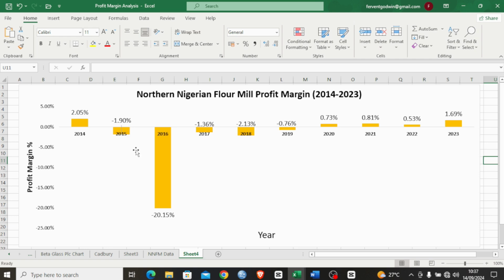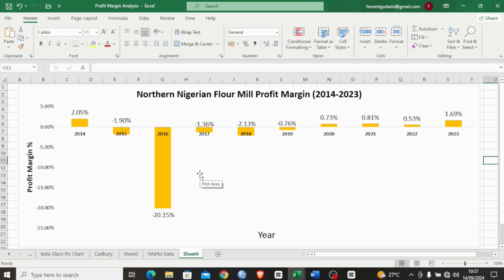Now in 2016, this must have been a very terrible year for the Northern Nigerian Flour Mill, because here we see that for every 1 naira they made in 2016, they lost 20 kobo. So this is what the profit margin is saying. Profit margin says what percentage of the revenue is being kept as profit, what percentage of revenue is left as profit. So this is saying that for every 1 naira they are losing 20 kobo.